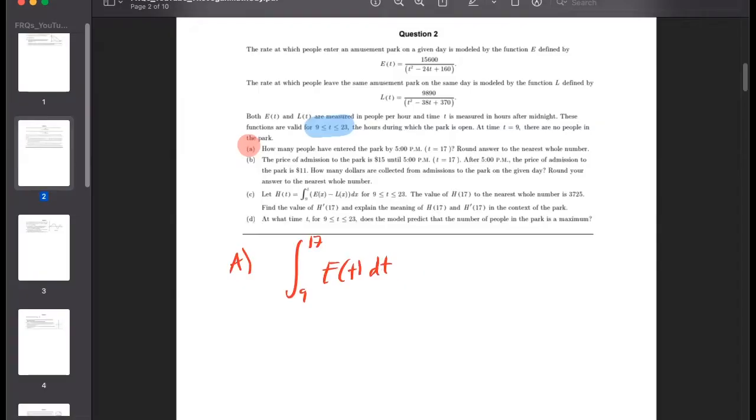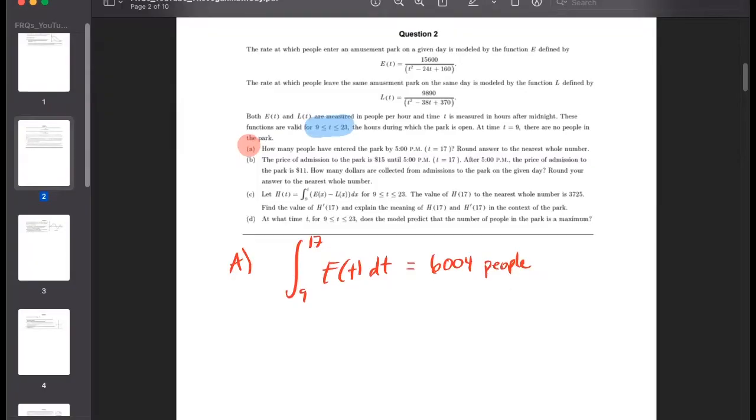Typically, these problems are going to be calculator problems. I mean, look at the equation for E. It is way too difficult for us to integrate. So we plug this into our calculator and we get about 6,004 people enter the park. That's it.